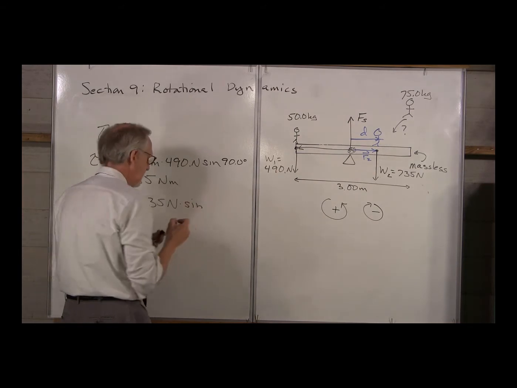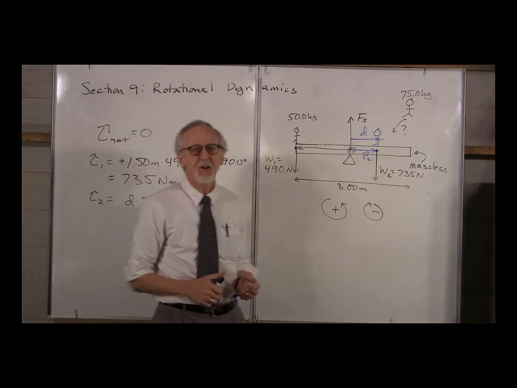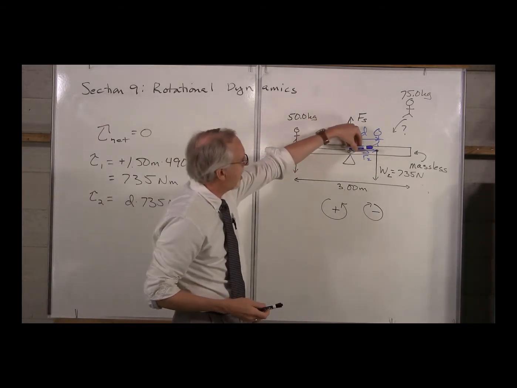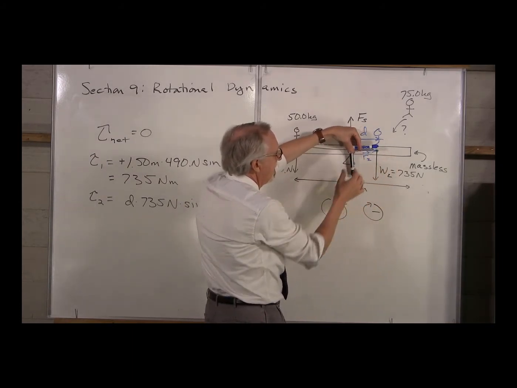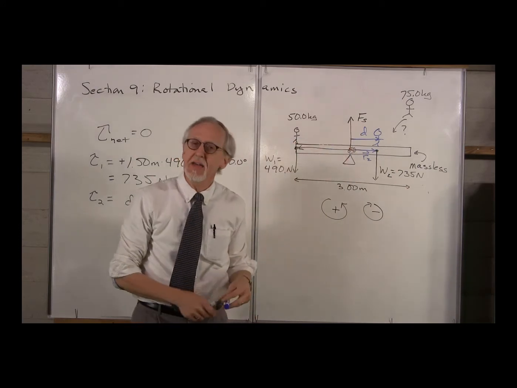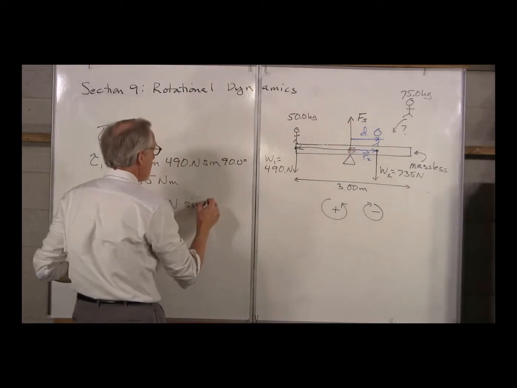Times sine theta. And what is theta for the second child? Well, here we have R, here we have F. Again, put them tail to tail. What is the angle between them? Again, 90 degrees. So sine 90 degrees.